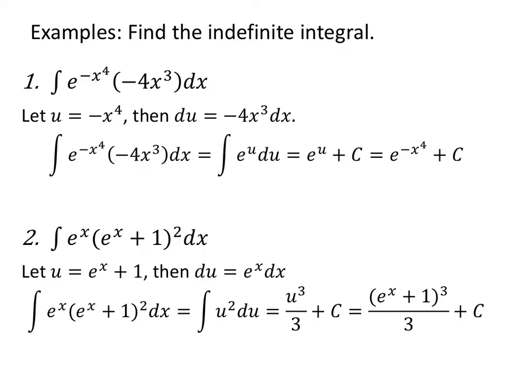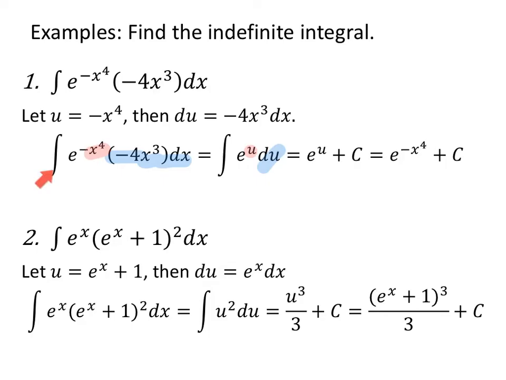So, if we're finding the indefinite integral, the integral of e to the negative x to the fourth times minus 4x cubed dx, we'll do a simple substitution. We'll let u be our exponent, negative x to the fourth. Then du is minus 4x cubed. So this entire part is taken up by du, and I have e to the u.